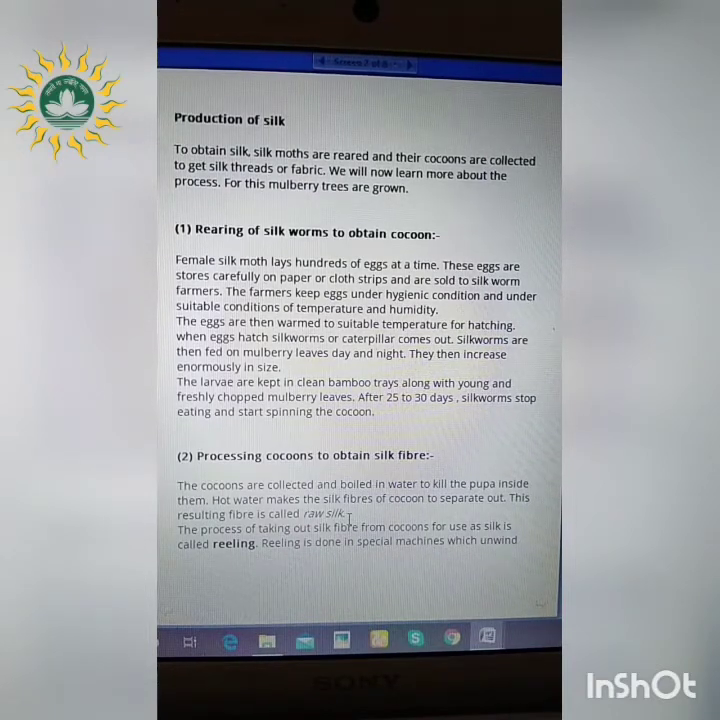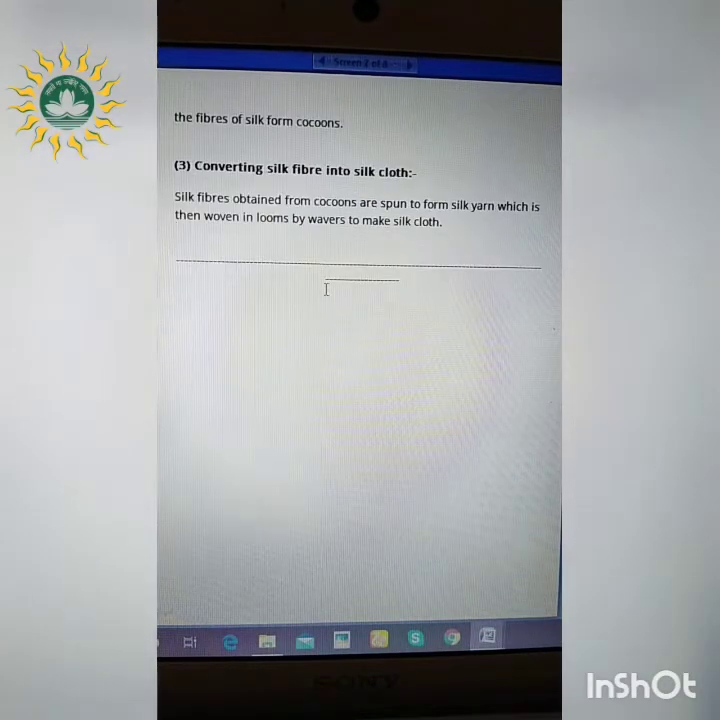So these cocoons are boiled in water. Why? To kill the pupa and to separate out the silk fiber. So this process is called reeling, and the fiber is called raw silk. And lastly, the silk fibers which are obtained are spun to form silk yarn, and ultimately the silk cloth is made. So I hope that you all have understood this chapter quite well.